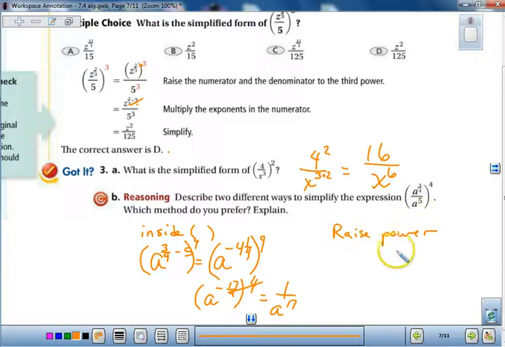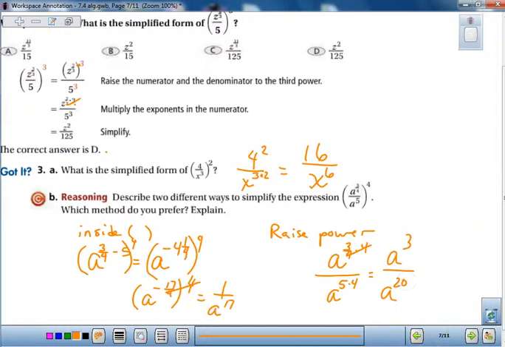What if we do our powers first? If we do the powers, we take a to the 3/4 times 4, and we're left with a to the 3rd power. And then in our denominator, a to the 5th times 4. So here we have a to the 3rd divided by a to the 20th. Since our power is larger in the denominator, remember, we can go with 1 over and subtract 20 minus 3, and it still gives us a to the 17th.